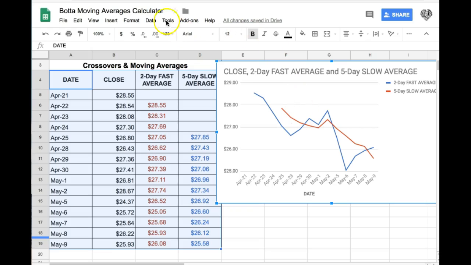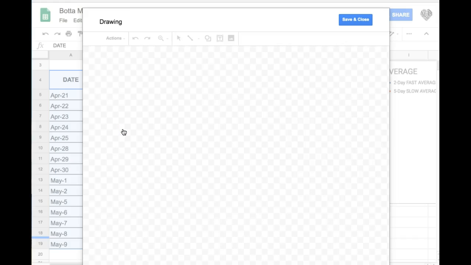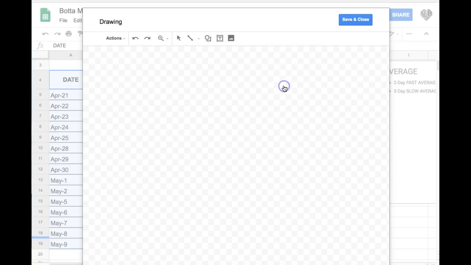Or what I do is I have them create little circles and X's. So X is going to represent when we're going to buy. So I go to Insert, Drawing, and click on that circle and square. And I couldn't find an X in shapes, so I went down to equation and I used the multiplication symbol. And I just created a little X.